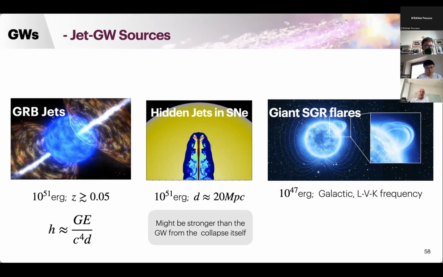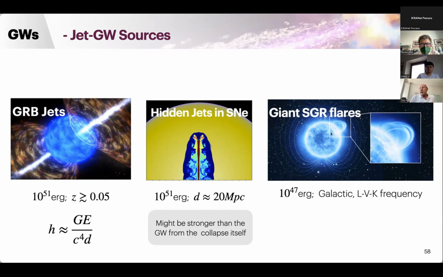Probably it will be too difficult to detect them from GRBs, because GRBs are far. This will give a magnitude of 10 to the minus 26 for GRBs. But if we have a comparable jet inside a supernova, then supernovas are much nearer. The average supernova is much nearer than a GRB, and we may have a source at about 20 megaparsec from us. So this may be a more reasonable source with a magnitude of about 10 to the minus 24.